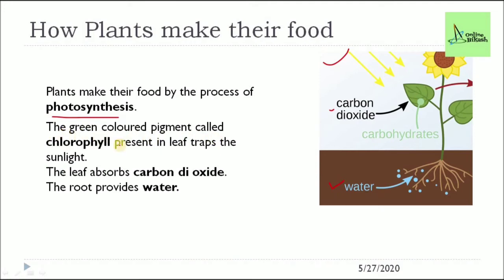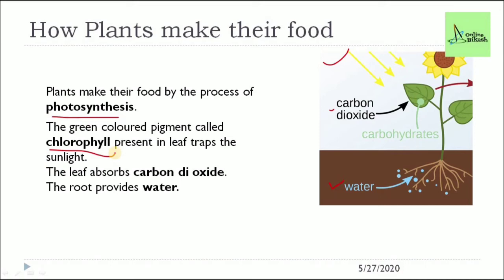The green colored pigment called chlorophyll. You have seen the plants are having green leaves. Why do the leaves turn green? Actually, there is a green colored pigment which we call chlorophyll present in the leaf, and this chlorophyll traps the sunlight.